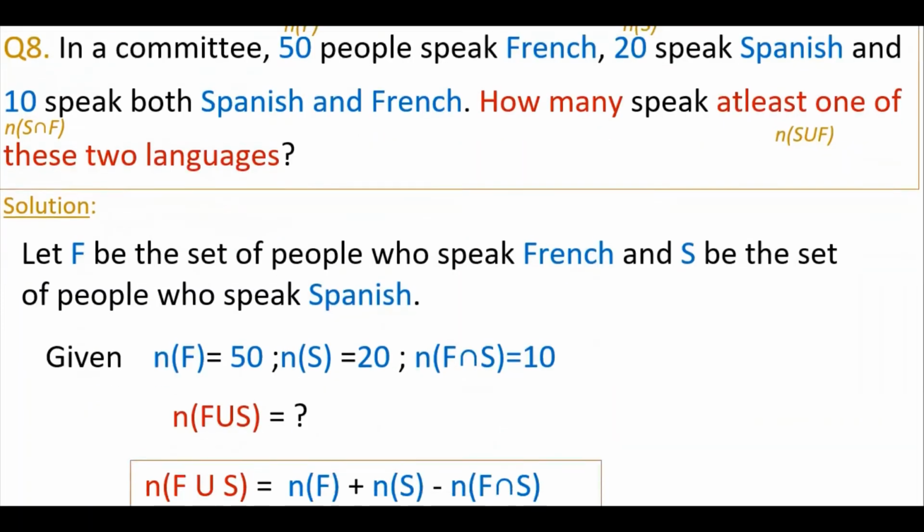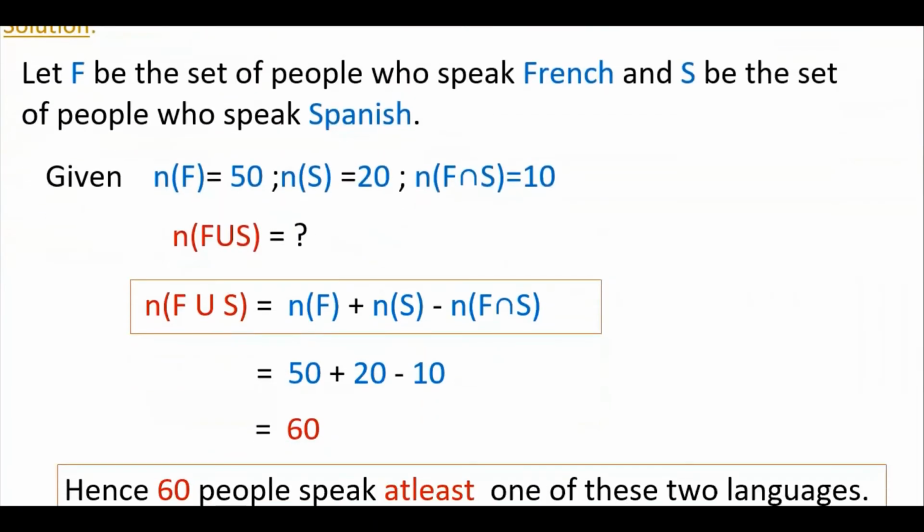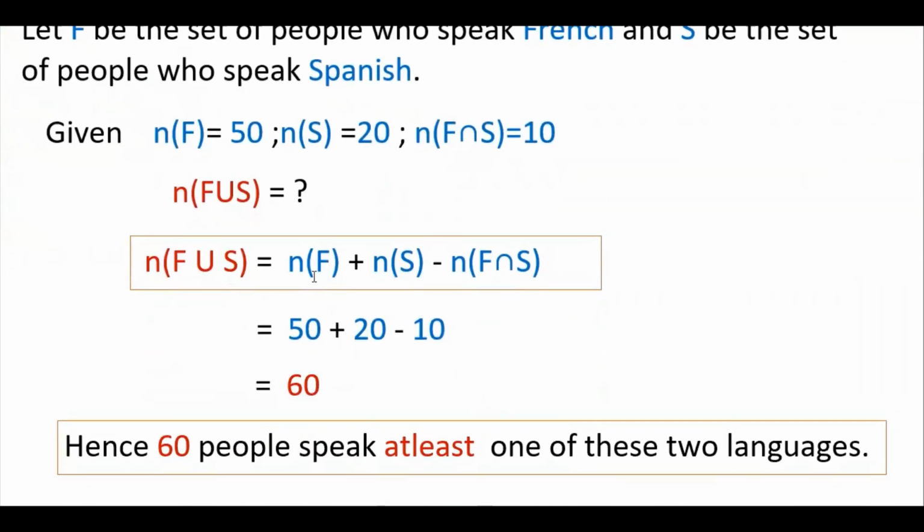Now substitute all the given values here. N of F union S is equal to N of F plus N of S minus N of F intersection S. Substitute all the given values here, then you will get 60. And 60 people speak at least one of these two languages.